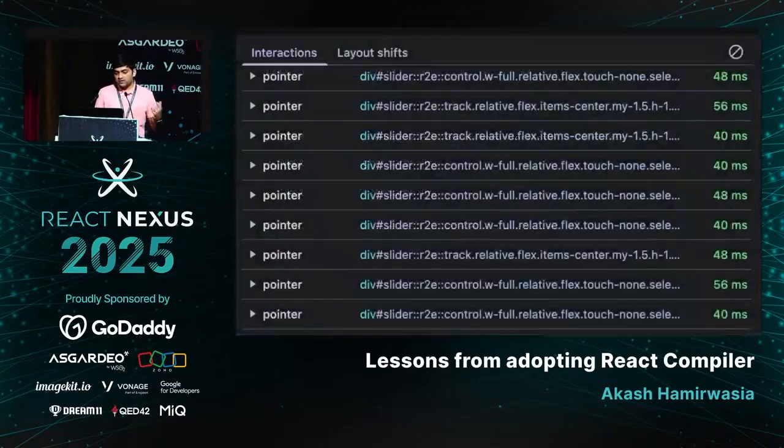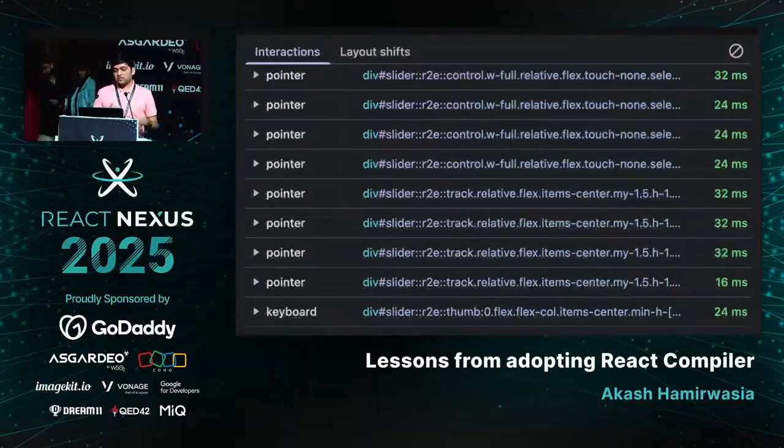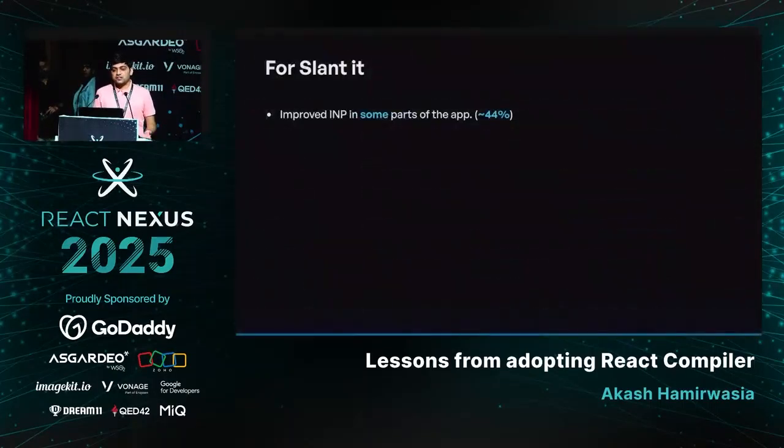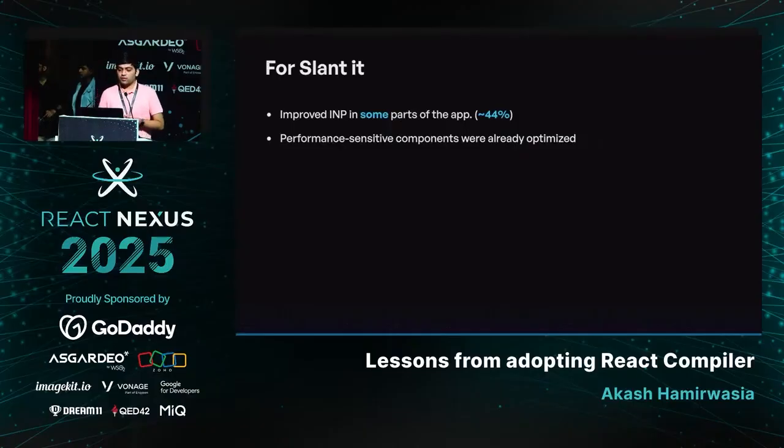This is what I see for Slanted. So this is before the optimization. Whenever I change the progress bar, you can see there is around 40 milliseconds, 44 milliseconds on average worth of time it takes to render the next frame. Now with the optimization, this reduces to around 24 milliseconds. So it is 44% reduced. And this is with the optimizations that I already applied. So do note that because this is a very performance intensive application, a lot of parts were already optimized. So in your case, you might see much bigger gains with something that's not very well optimized manually.